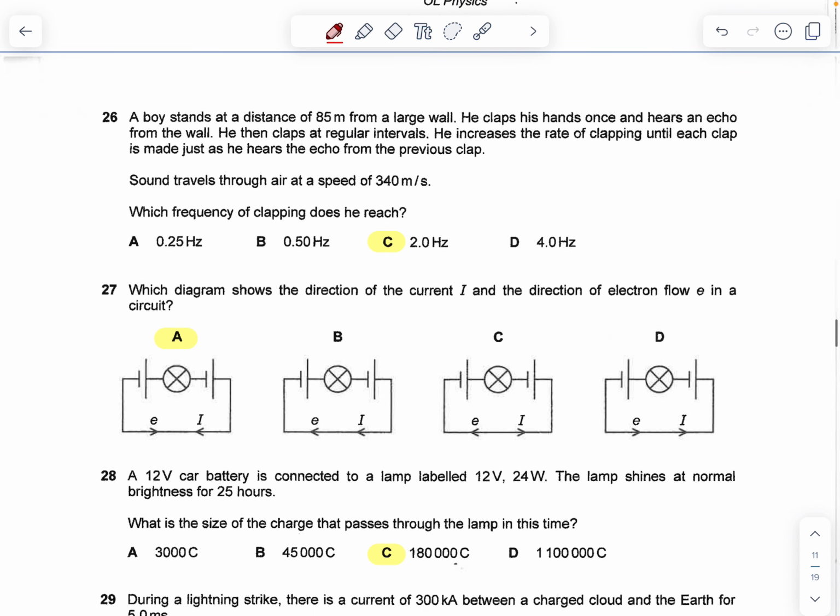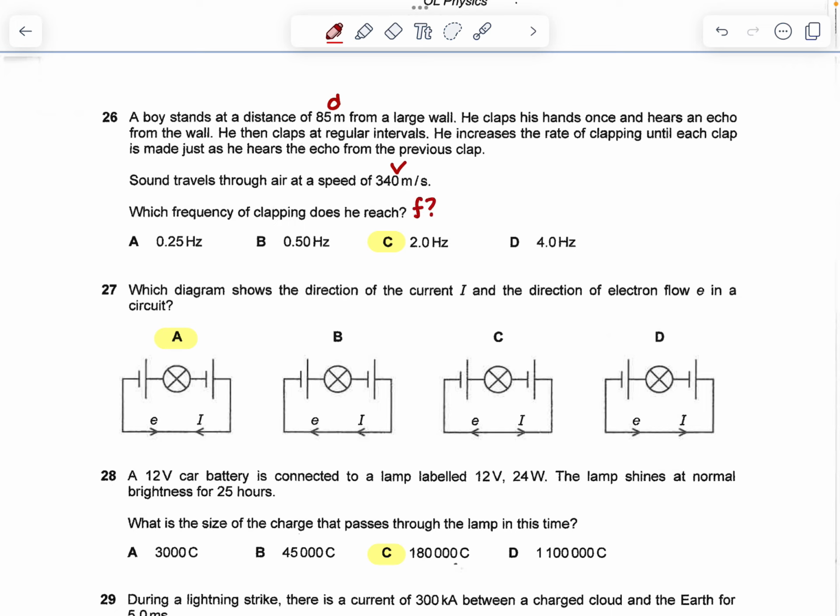Question 26. A boy stands at a distance of 85 meters from a large wall, D. He claps his hands once and hears an echo from the wall. He then claps at regular intervals. He increases the clapping until each clap is made just as he hears the echo from the previous clap. The sound wave travels through air at a speed of 340 meters per second, V. Which frequency of clapping does he reach?